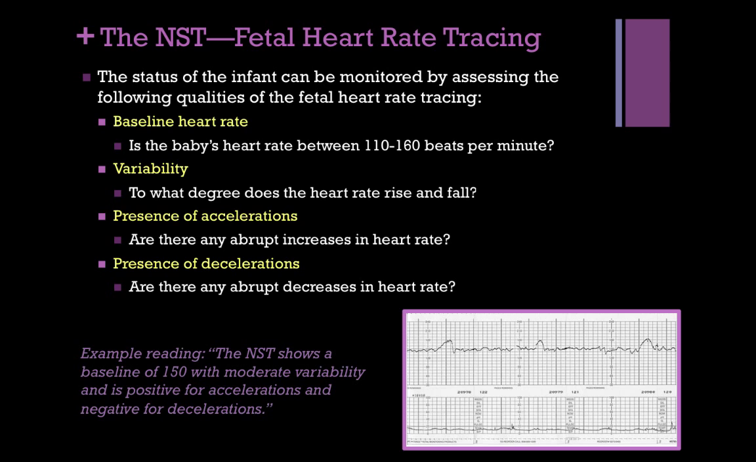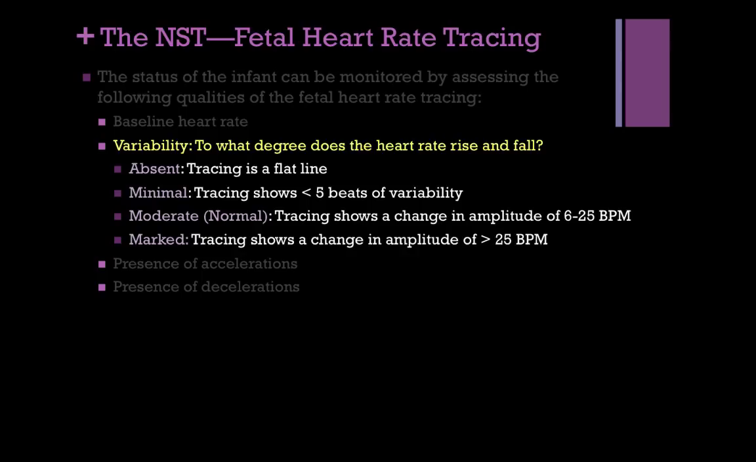Presence of accelerations is any abrupt increase in heart rate, and presence of decelerations is any abrupt decrease in heart rate. So variability, basically you can have absent, which is just a flat line. You can have minimal, which is almost a flat line. There's some little flutters, but it's less than 5 beats of variability. Now normal is considered moderate variability. So the tracing shows a change in amplitude of 6 to 25 beats per minute. Marked is when the tracing is over 25 beats per minute, when you can't really tell what's an acceleration versus a deceleration versus baseline, and that's also not necessarily a good sign.